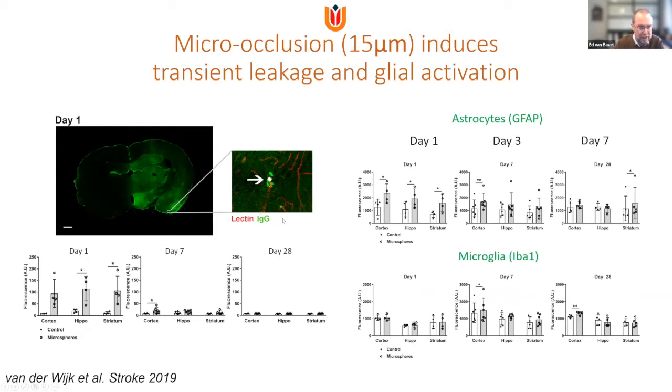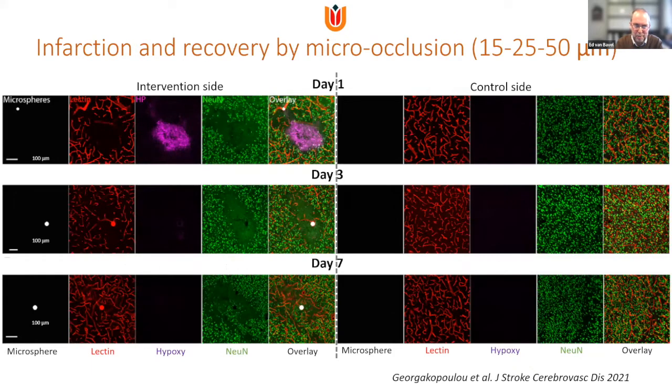So rather than a sort of progression, what we see in this particular case is a kind of recovery. The leakage goes down, the astrocyte activation goes down, and this is not showing it right, but the microglia activation also goes down over the days. This is another image showing this in more staining. So this is the microsphere in day 1, 3, and 7. This is the control site.